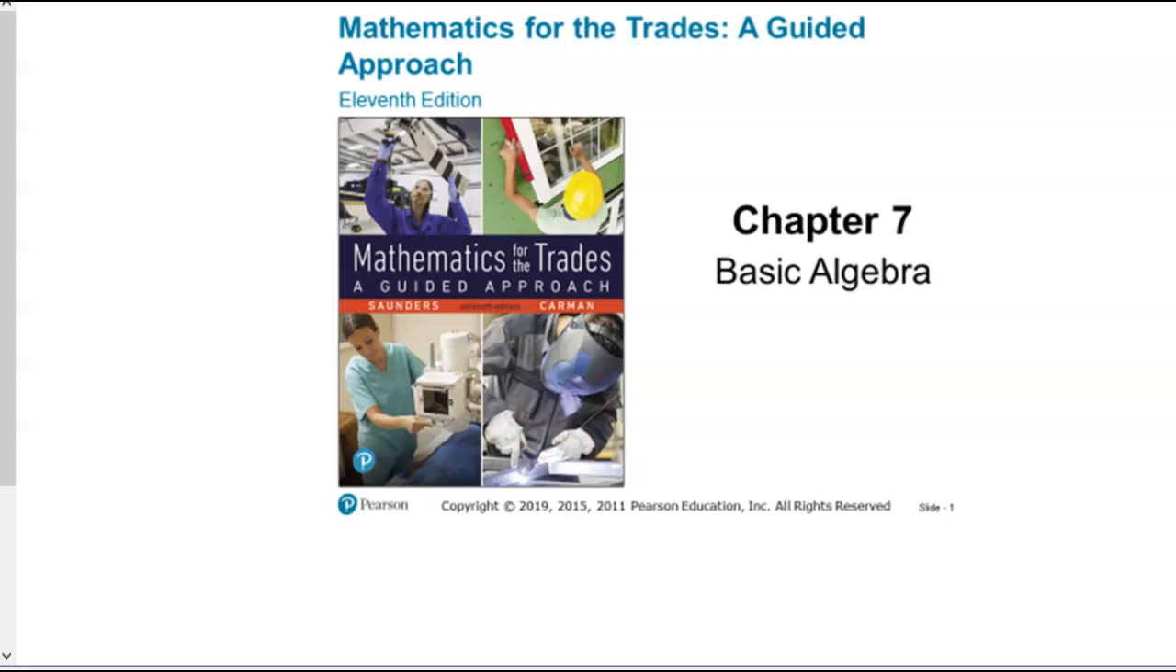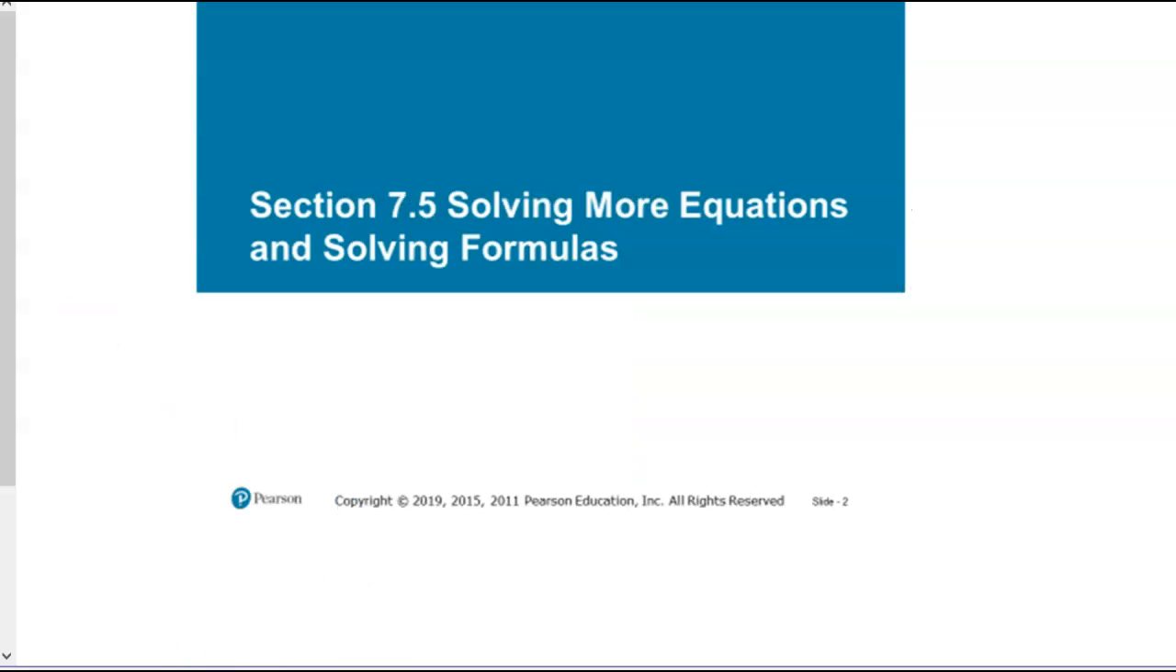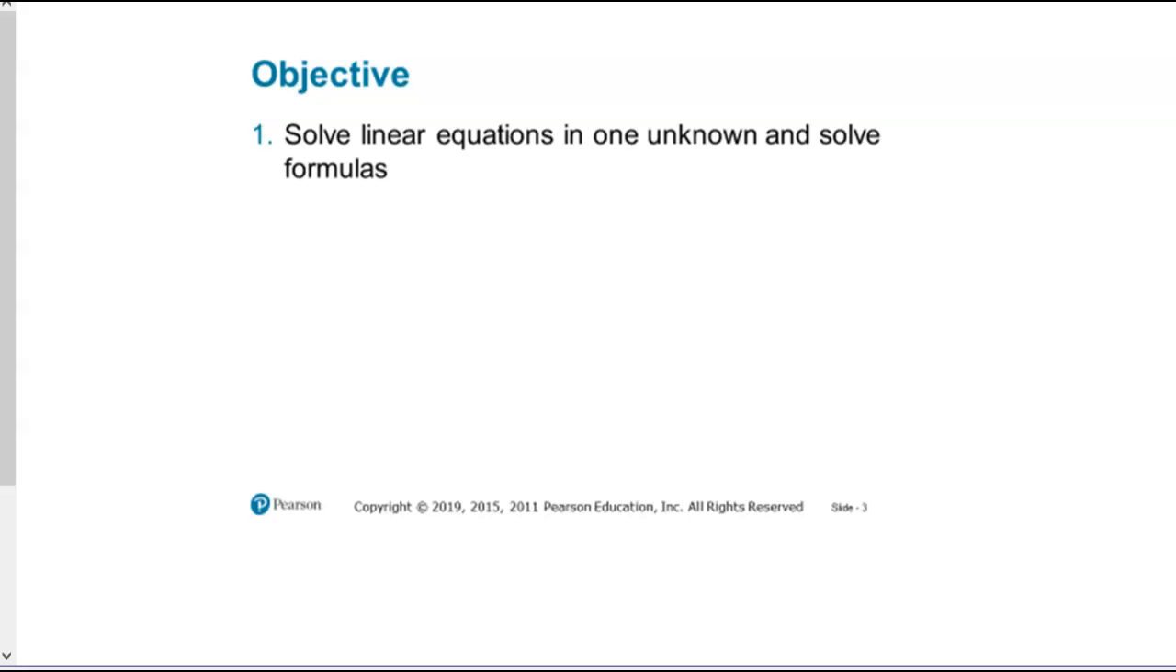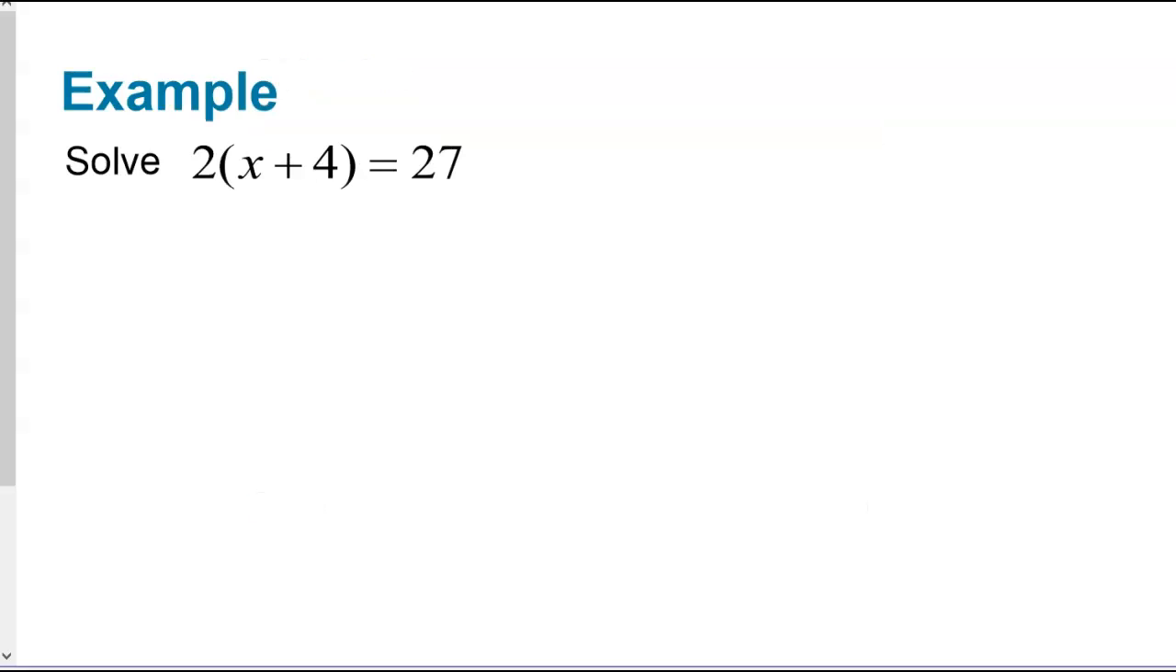We're going to be continuing using our Mathematics for the Trades textbook, looking at Chapter 7. And today we're going to look at how to solve more equations and solve formulas. So this will be a little bit of a review. So the objective is going to be solve linear equations in one unknown and then how to solve formulas. So we're going to look at this example.